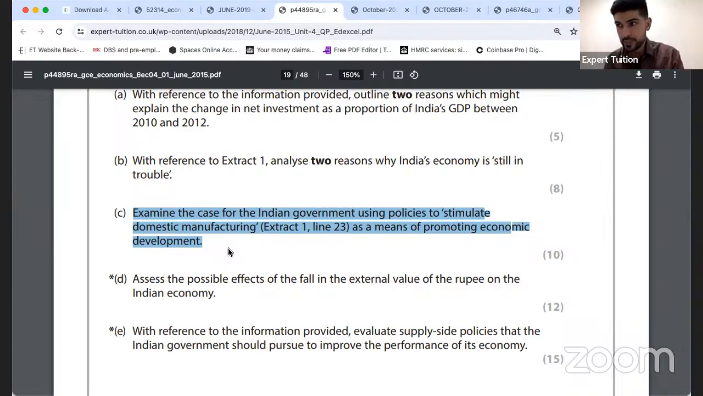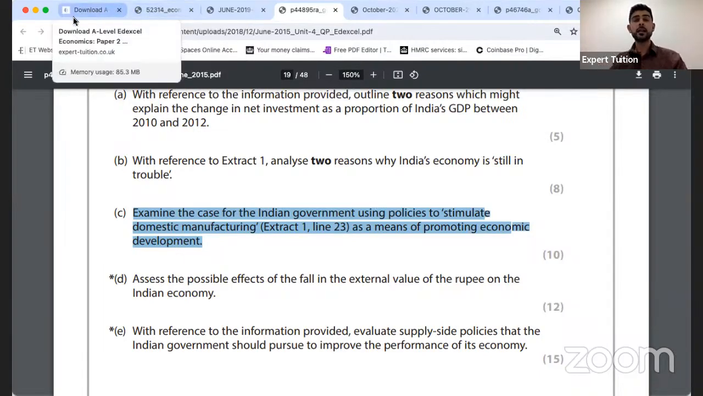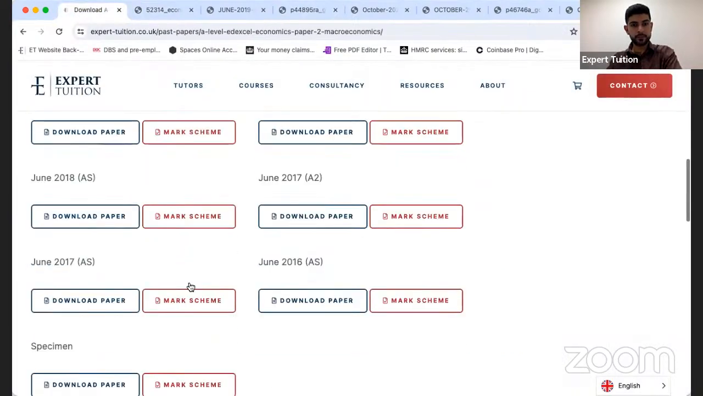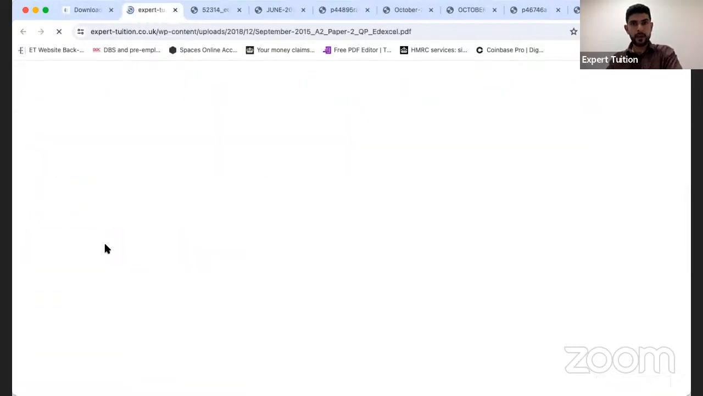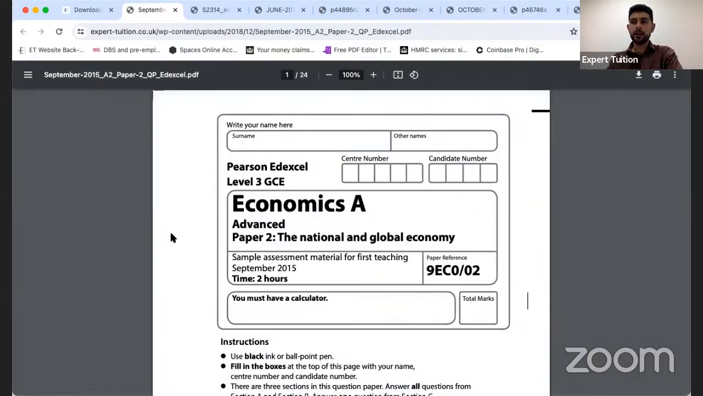I'm losing my voice, but we're nearly there. Right, let's go. The next question is really, really important. We're going to do it as a 25 marker, but I'm going to show you a data response similar to it so you understand how you can use data if you want to practice it later on. We are going to open the specimen paper. The specimen paper has a question, and I cannot emphasize enough.